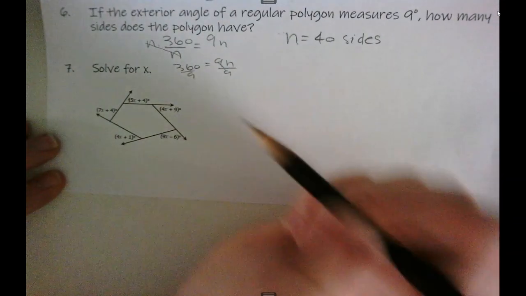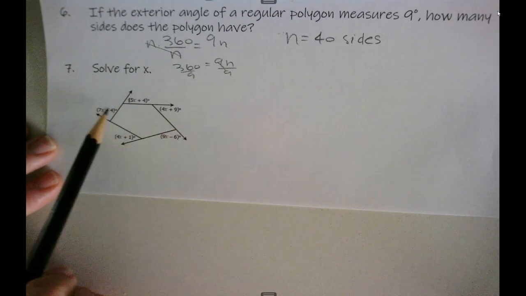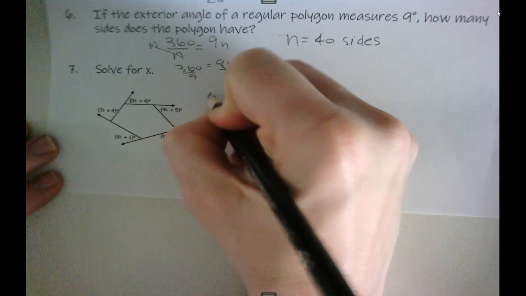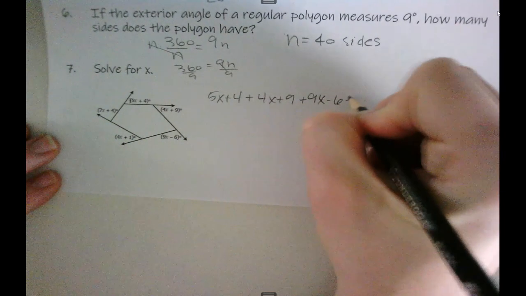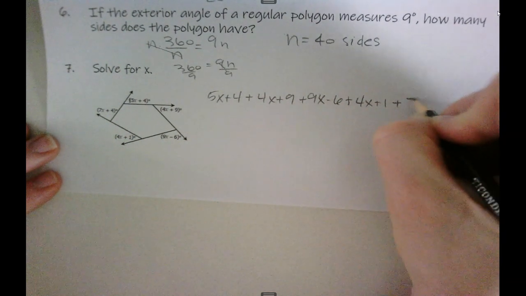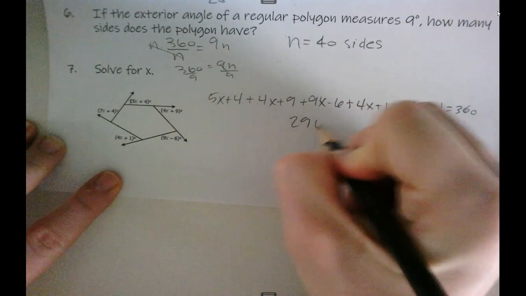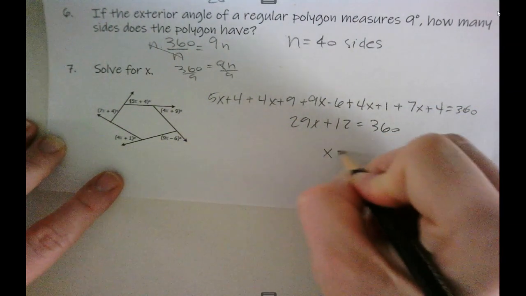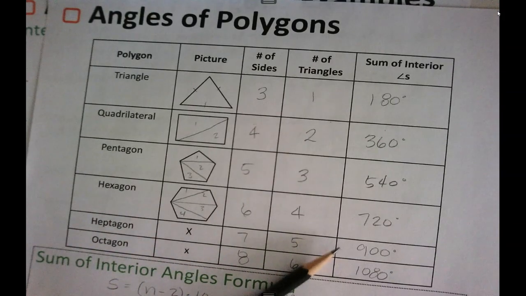Okay. So we have our exterior angles given by equations. We want to solve for x, and we know that they all add up to 360. So 5x plus 4 plus 4x plus 9 plus 9x minus 6 plus 4x plus 1 plus 7x plus 4 equals 360. Combine like terms, 29x plus 12 equals 360. x equals 12. That's it. Let me know if you have questions on your interior and exterior angles of your polygons.